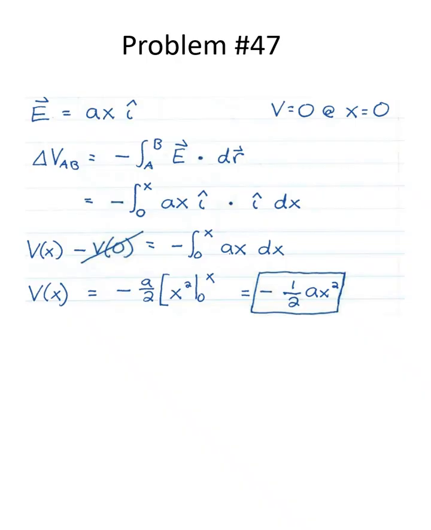Problem number 47. Find the potential as a function of position in the electric field A X i-hat, where A is a constant and V equals 0 at x equals 0. All right, so going from electric field vector to the potential as a function of position, we start by writing out the electric field vector. Let's set up the equation for potential difference. So delta V_AB is the negative of the integral dot product of the electric field vector and dr.